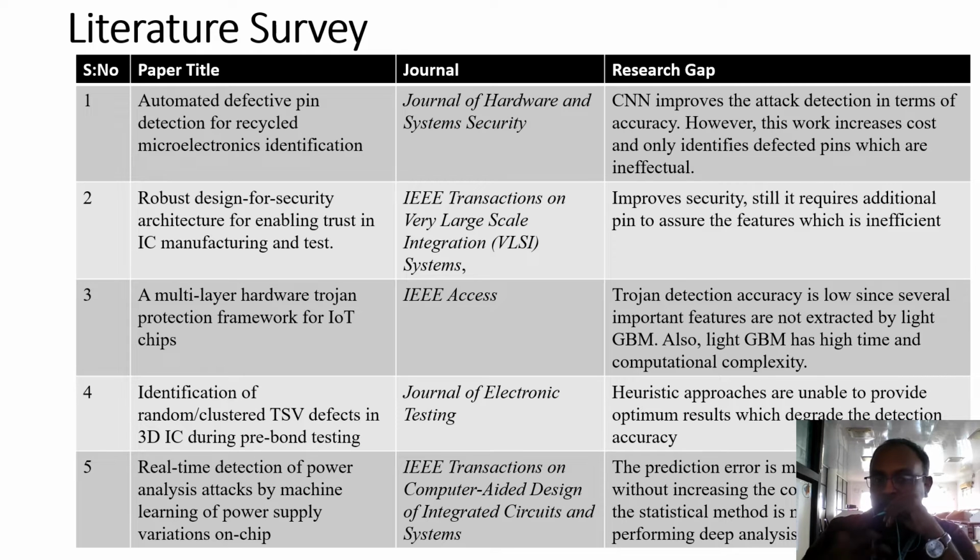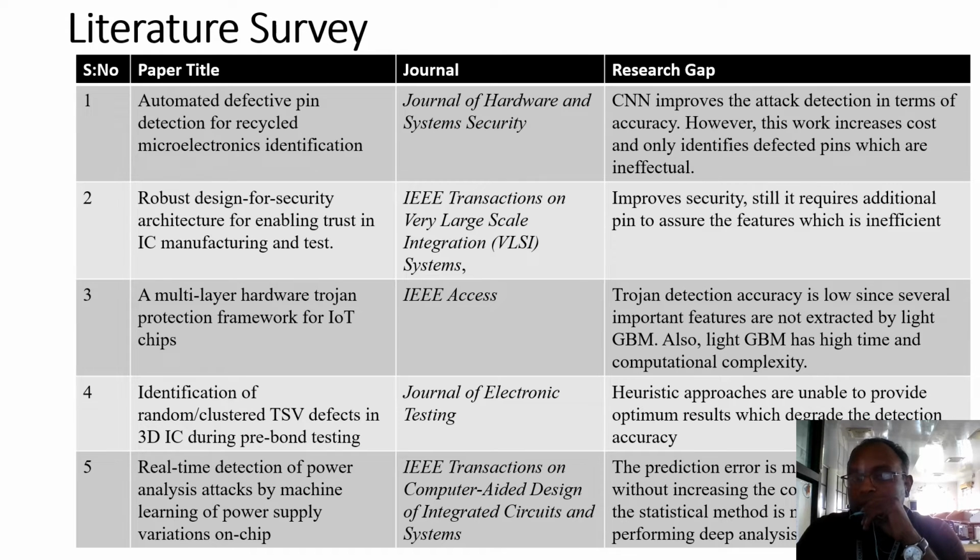Now, if you look at the literature surveys done in this area, what we can understand is this. The paper titled Automatic Defective Pin Detection for Recycled Microelectronics Identification, which came in the Hardware and Security Systems Journal, basically focused on CNN, which improves attack detection accuracy. However, the work seems to increase the cost and only identifies defective pins, which is ineffectual. Another paper talks about robust design for security architecture for enabling trust in IC manufacturing and test, which came in the IEEE Transactions. It does improve security, but it still requires an additional pin to assure the features, which is inefficient.